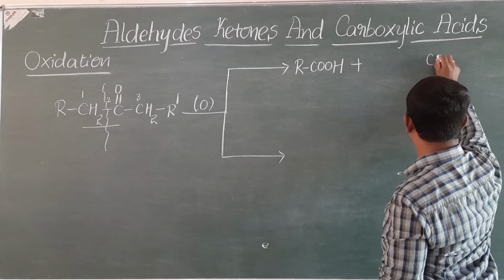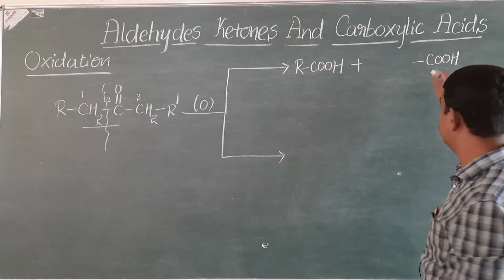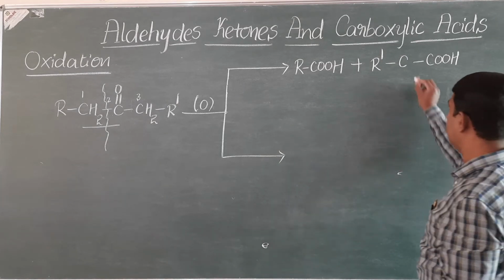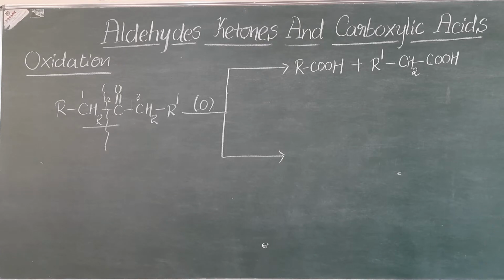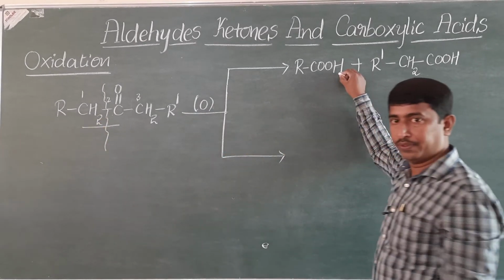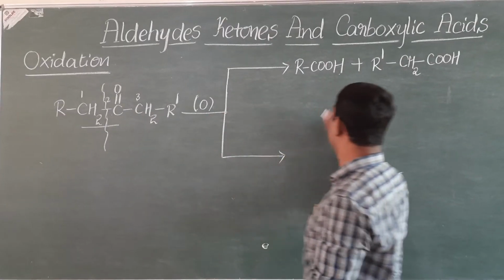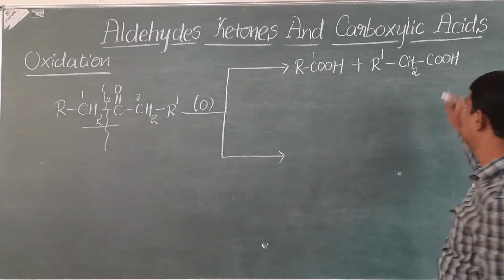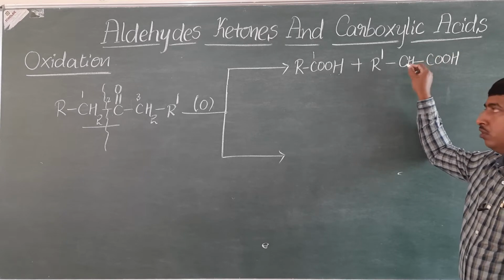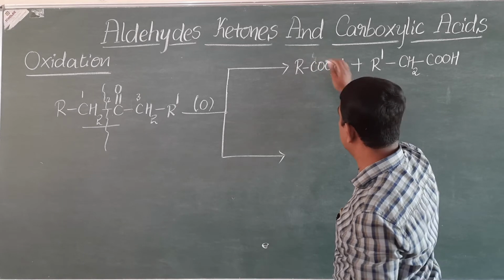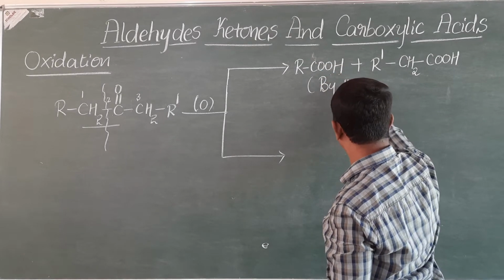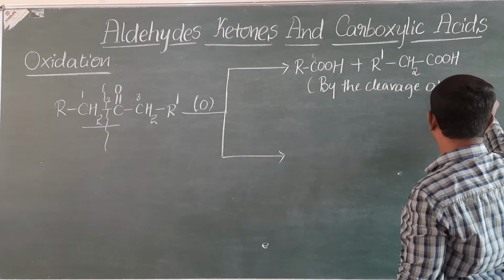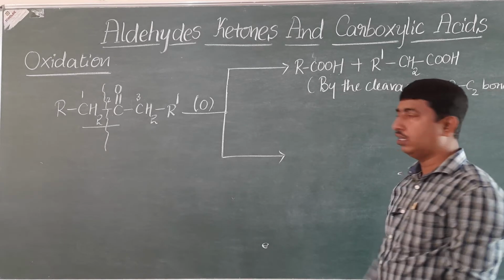So, I will write COOH, 2 carbon atoms. One carbon atom I already wrote, then one more, then it is R dash. So, it is R dash CH2 COOH. Look at the number of carbon atoms, then write the product. The first part has only 1 carbon atom, so I wrote COOH, 1 carbon atom, and the remaining group is R. On the right hand side I can see 2 carbon atoms, first carbon and second carbon. So, we will get 2 different carboxylic acids, and this product is due to the cleavage of the C1C2 bond.